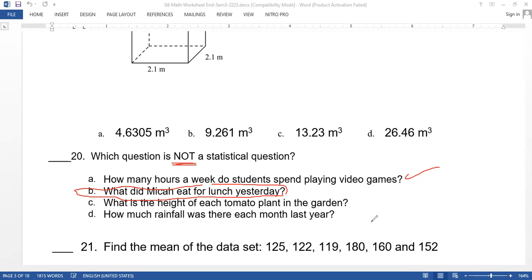What is the height of each tomato plant in the garden? Here we have many tomato plants, so we have many answers. Now let me go back to D. How much rainfall was there each month last year? So we have many answers. So the correct answer is B because it has one response.